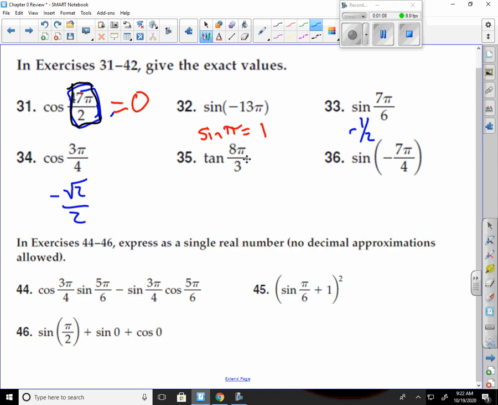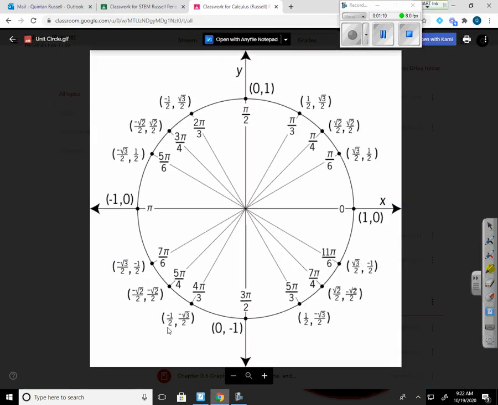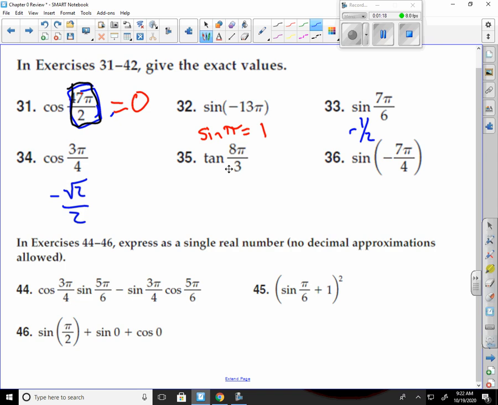Then we have tangent of 8 pi over 3. I'm going to check my unit circle first, although I know it's not on there. 5 pi over 3 is my biggest one. So now let's go back to 8 pi over 3. Let's think about what 2 pi is. 2 pi as a fraction over 3 is 6 pi over 3. Multiply the top and bottom by 3. Now subtract that 6 pi over 3 from the 8 pi over 3, which gives me 2 pi over 3.